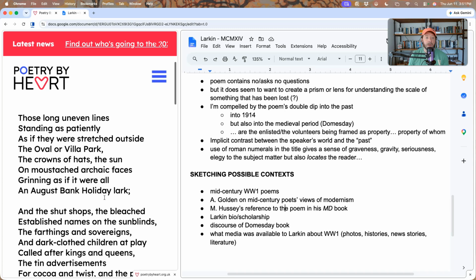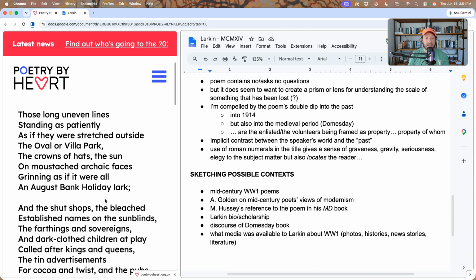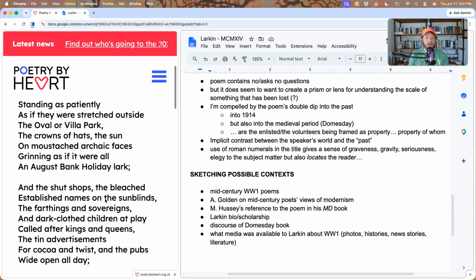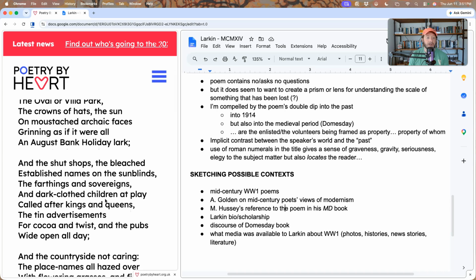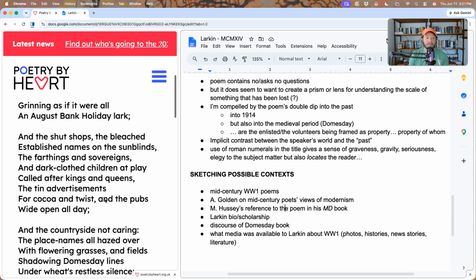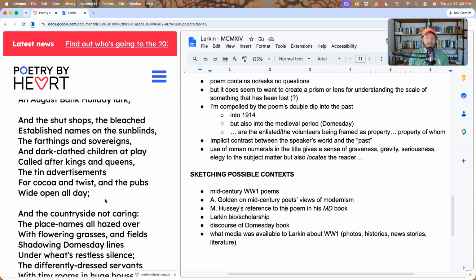1914. Those long, uneven lines, standing as patiently as if they were stretched outside the Oval or Villa Park. The crowns of hats, the sun on mustached, archaic faces, grinning as if it were all an August bank holiday lark. In the shut shops, the bleached established names on the sunblinds, the farthings and sovereigns and dark-clothed children at play, called after kings and queens, the tin advertisements for cocoa and twist, and the pubs wide open all day.